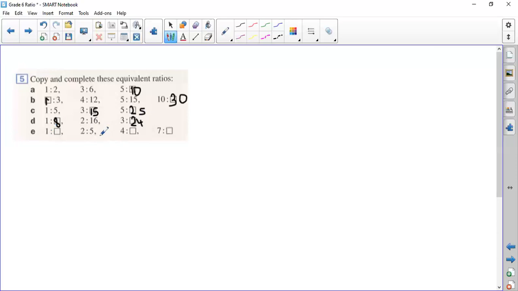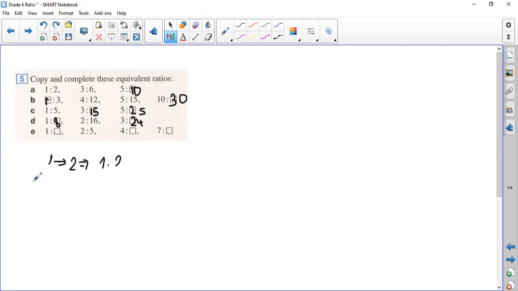I have 1, I have 4, and I have 7. Okay, so let's think about this one. I have 1 which becomes 2 and something which becomes 5. So for 1 to become 2, it means I have multiplied with 2. Okay, 1 goes to 2, which means I have multiplied with 2. Okay, 1 times 2.